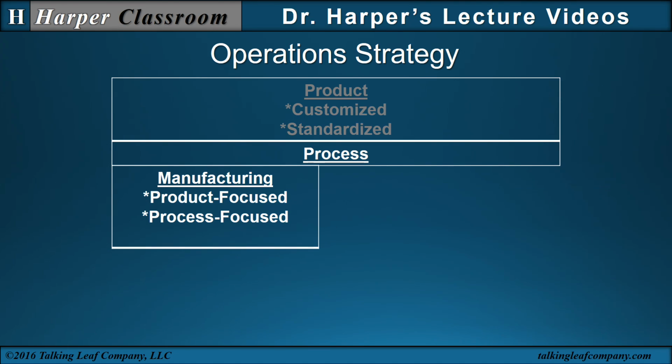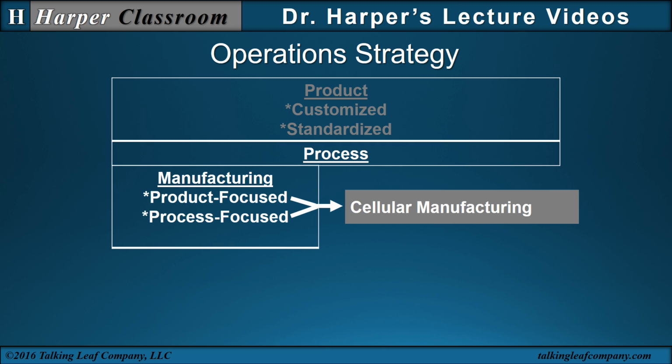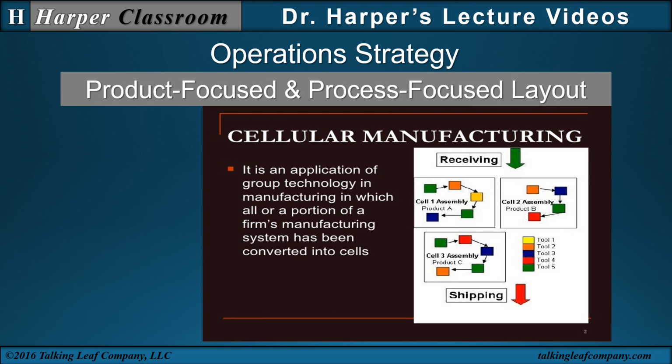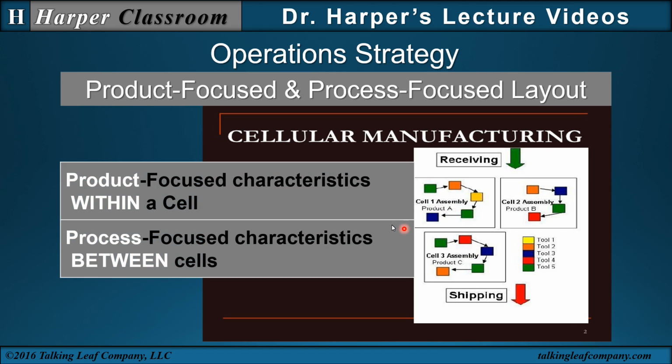One common combination is cellular manufacturing. In cellular manufacturing, you create cells, and within each cell, the operations are laid out according to a product-focused design. So the product-focused characteristics within a cell will be high volume and low cost. But between the cells, you'll have a process-focused layout, because each cell may produce a product or a subassembly. So the way they are combined, you can create product variety, customization, and flexibility, which are process-focused characteristics.